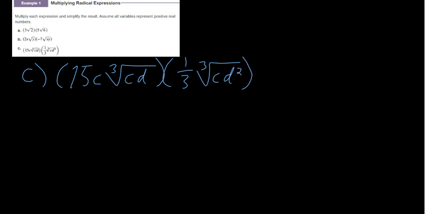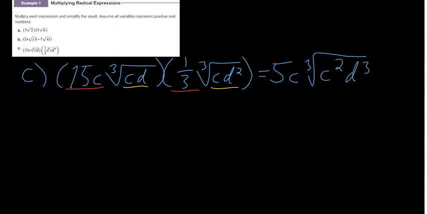Okay, so again, we're going to multiply the outsides, and then we're going to multiply what's on the inside. Okay, well, what is 15 times 1/3? Well, that's 5. Right, a third of 15 is 5. And we have the C. And what's on the inside of the radical? It's a cube root, so remember that cube root there. Looks like it's going to be c squared d cubed. So c squared d cubed. We're going to underline that d cubed because that's what we're taking out.